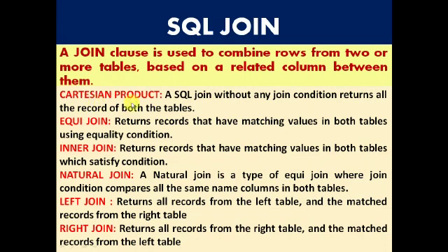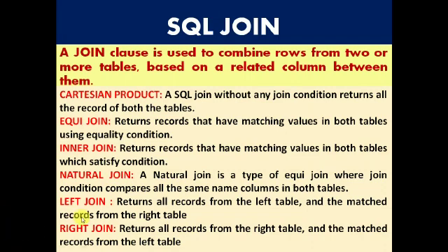First is Cartesian product, where without providing any condition you are joining. So it includes all the records from both the tables. It is also known as cross join. Then next is equi-join, which is using an equality condition for joining. Next is inner join. Inner join means you can specify any condition. Natural join, where you are using equi-join but on the columns having the same name.